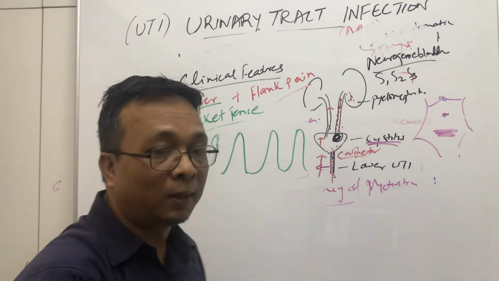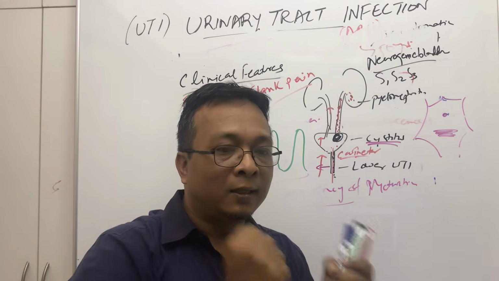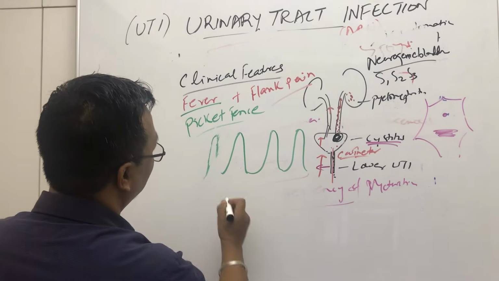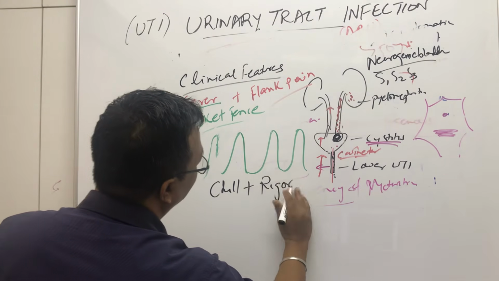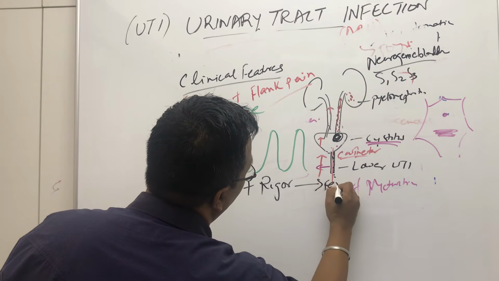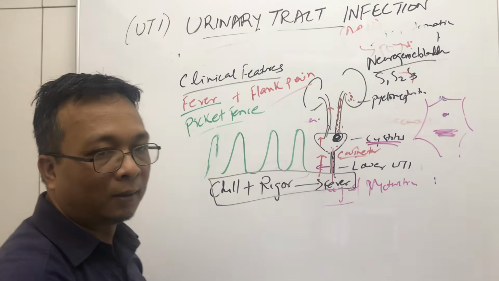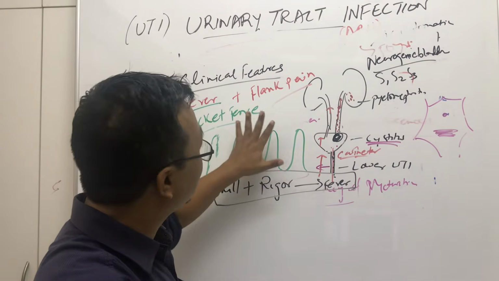And remember, before fever, in cases of UTI, the patient will always feel very cold and then he'll shake. That is called chill and rigor. He will have chill, then rigor, and then he will have fever. So this is the characteristic case of UTI, a characteristic case of actually pyelonephritis, plus all the other symptoms.